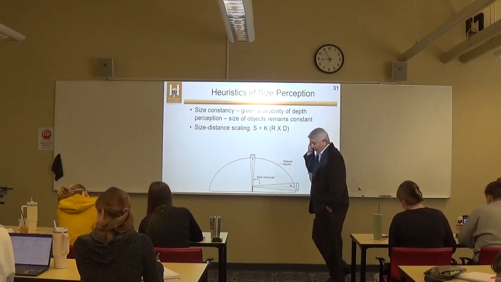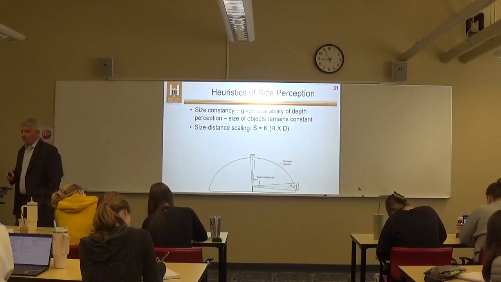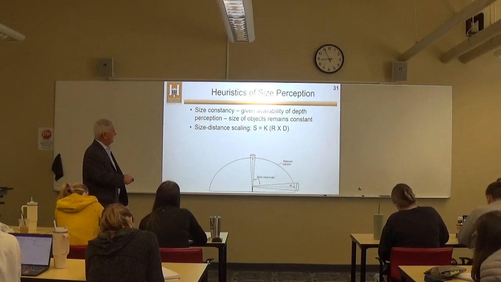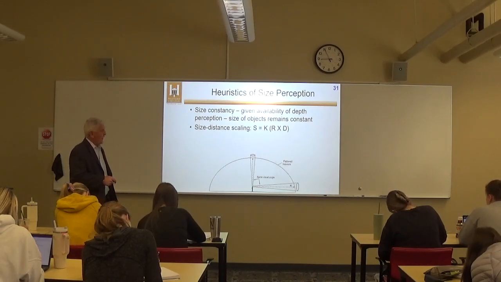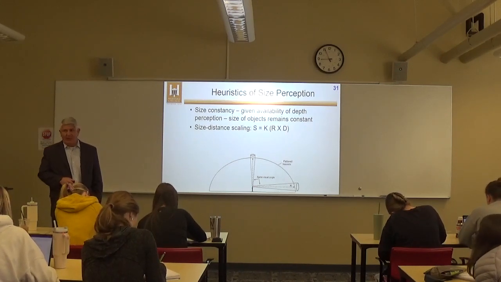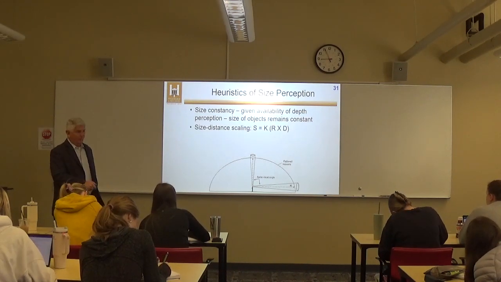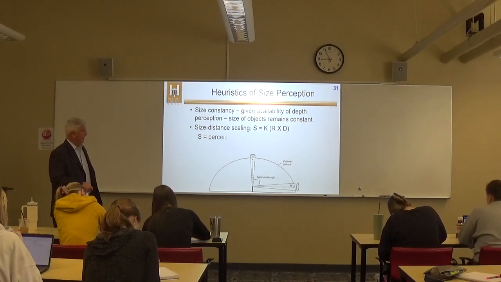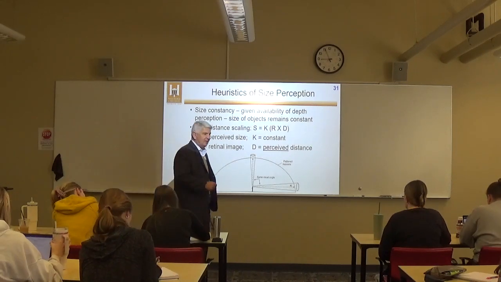So there's actually a calculation that we can do that allows us to figure out perceived size. If I take my retinal image, how big is that image on my retina? And I multiply it by how far away that thing is. And then you can ignore K as some constant. Ignore that. Then you get perceived size. And D is perceived distance.